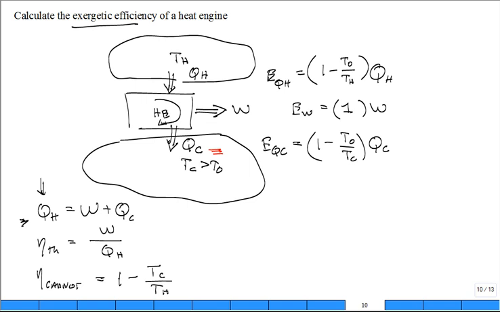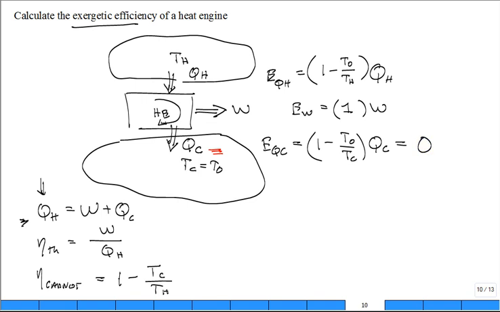But most times Tc isn't greater than T naught. Most times Tc is T naught. You're dumping heat to the local ambient environment. Right? So in the analysis, add that. We can always go back and revisit it. But if you do that, what is the flow of exergy with QC? If Tc is equal to T naught, if the cold temperature sink is equal to the dead state temperature, it is 0.